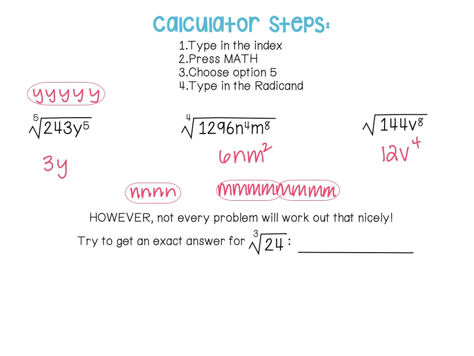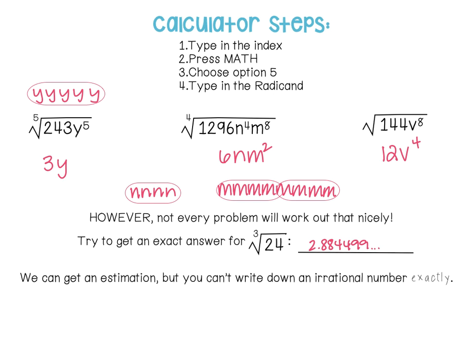Now, the problem is not every problem is going to work out nice and neat like these. Okay? Let's try to get an exact answer for the cube root of 24. Go ahead and in your calculator, type the number 3, press math, choose option 5, and type in 24. What happens? You get this crazy long decimal that never stops. Okay? We can get an estimation, but we can't write down an irrational number exactly. So that's where my lesson today comes into play.